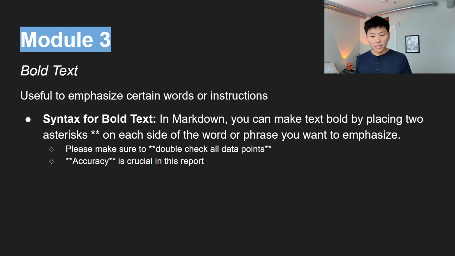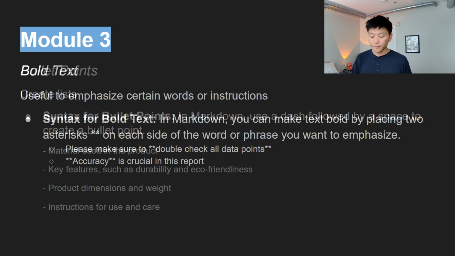Then we've got bold text, obviously. We all know what bold is, and we all know we want to use this to highlight importance. In Markdown, you would do double asterisks. You could also just do 1 asterisk, but double is going to be more important. So as you can see in these examples, let's say we wanted to say, please make sure to double check all data points. That's super important. You have to double check. Just throw that in bold.